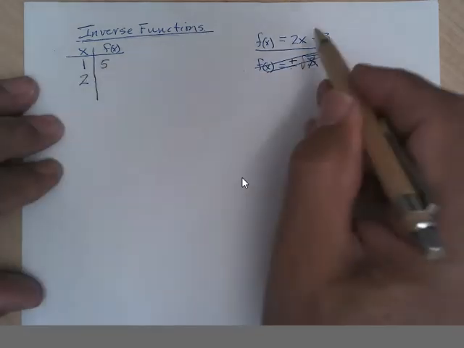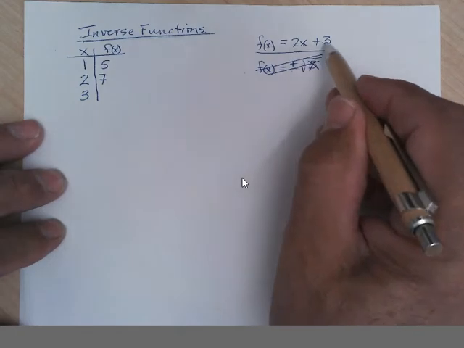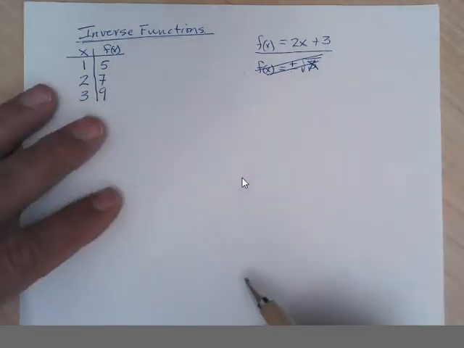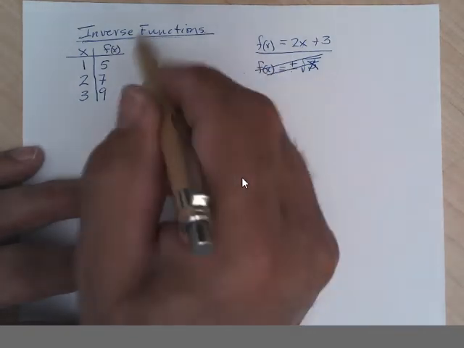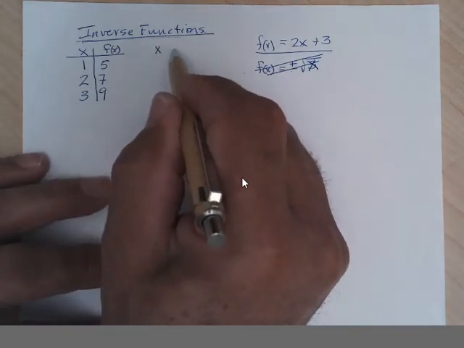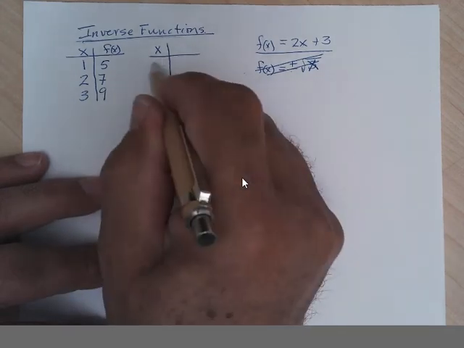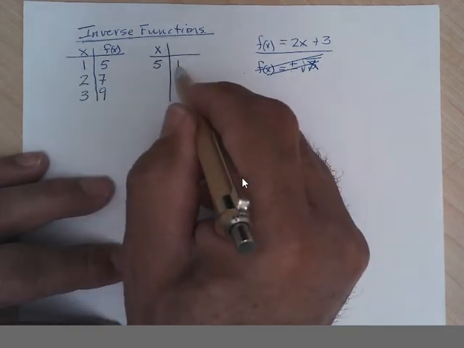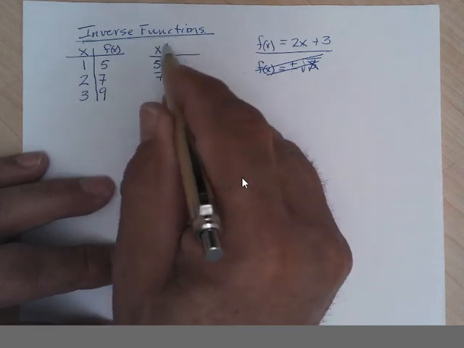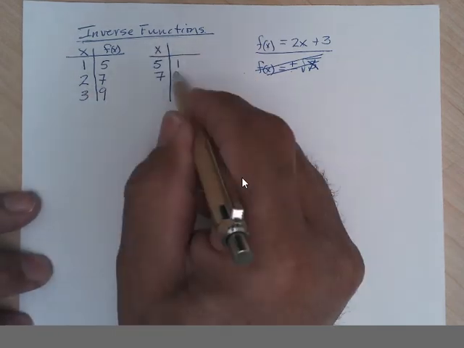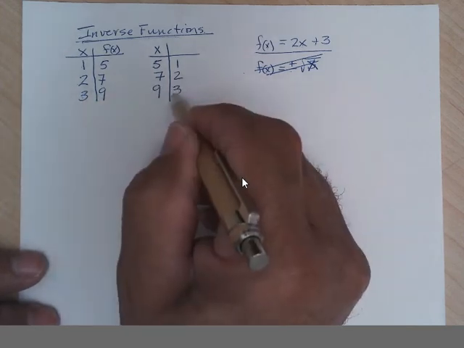If I put in 2, I get 4 plus 3, 7. If I put in 3, I get 6 plus 3, 9. And I could do a lot more. The function that's the inverse of this will take as an input the outputs of the original one. So if I put in 5, I need to get 1. If I put in 7 into the inverse function, I should get a 2. It works things backwards. It takes a 9 and returns it to a 3.